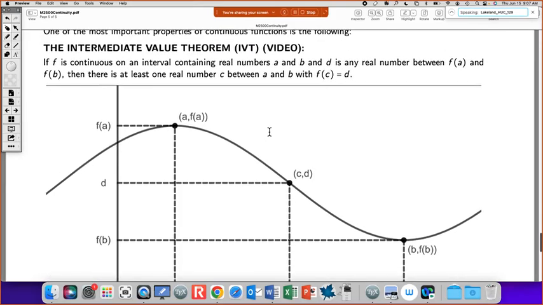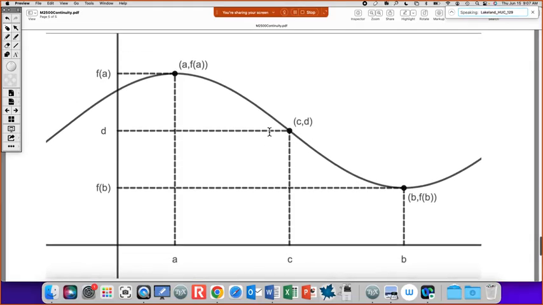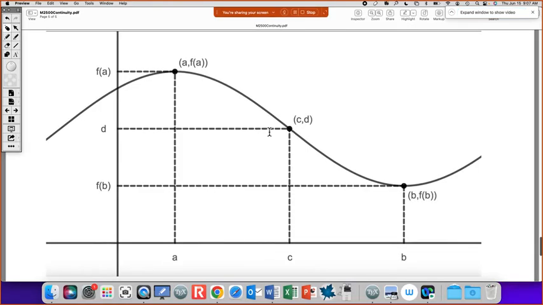Another big property of continuous functions is the intermediate value theorem. This is a video, but here's a picture for the intermediate value theorem. But let me give you an example of it. I walked my dog this morning, it was 53 degrees Fahrenheit. Let's say I go home and it's 72 degrees Fahrenheit. Do you believe at some point between this morning and when I get home, the temperature was exactly 60 degrees Fahrenheit?